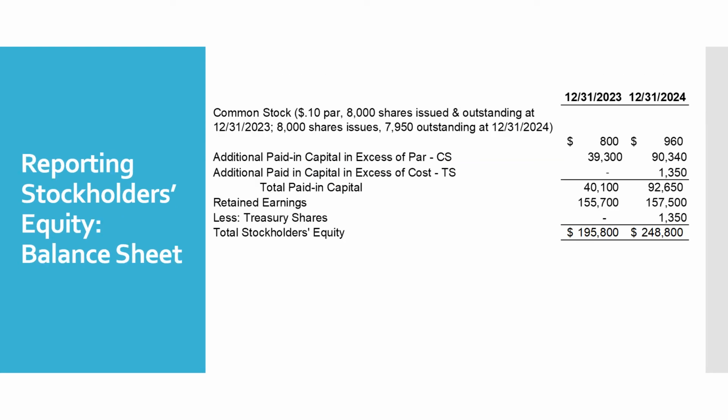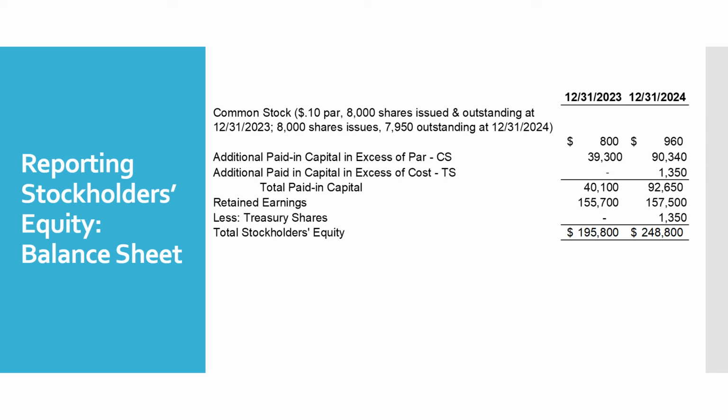So if we look at our 12/31/2023 and our 12/31/2024 stockholders' equity sections for our balance sheet, you'll see first we have common stock, and typically if this information is not included on the face of the balance sheet, it has to be disclosed in the notes to the financial statements. So typically you will see information about the par value of the shares and how many are issued and outstanding.